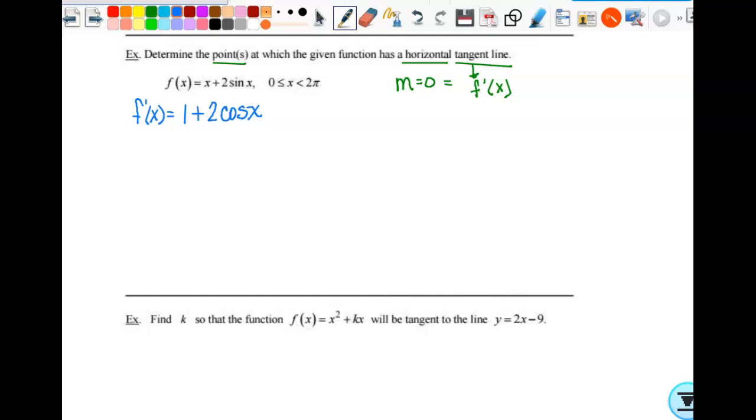All right, so now I need the slope, which is the derivative here, to be 0. So 0 equals 1 plus 2 cosine x. So I subtract 1 from both sides. That's equal to negative 1 equals 2 cosine x. What? Because the derivative of sine is cosine. Yeah.